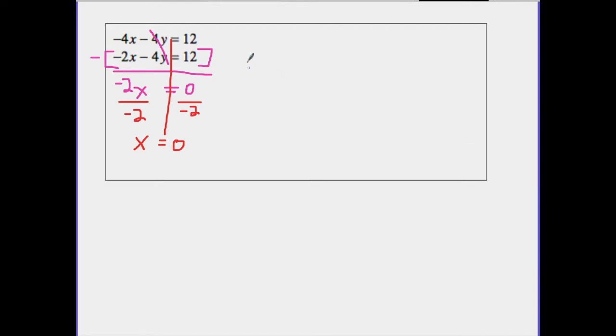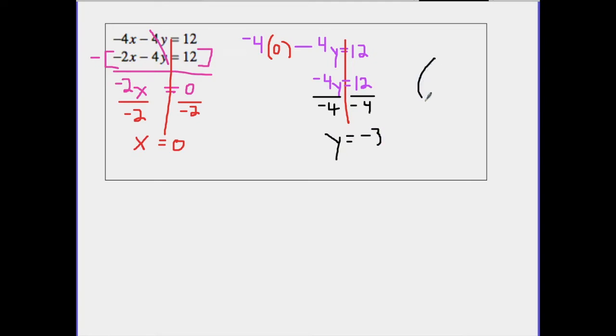So now I'm going to go ahead and choose, let's just say the first equation. So negative 4, and instead of x, we'll write 0. Minus 4y equals 12. Negative 4 times 0 is 0. So then I only have negative 4y equals 12. Then I need to divide by the coefficient there, divide by negative 4, divide by negative 4. Then I get y equals negative 3. And then I have my solution x comma y, 0, comma, negative 3.